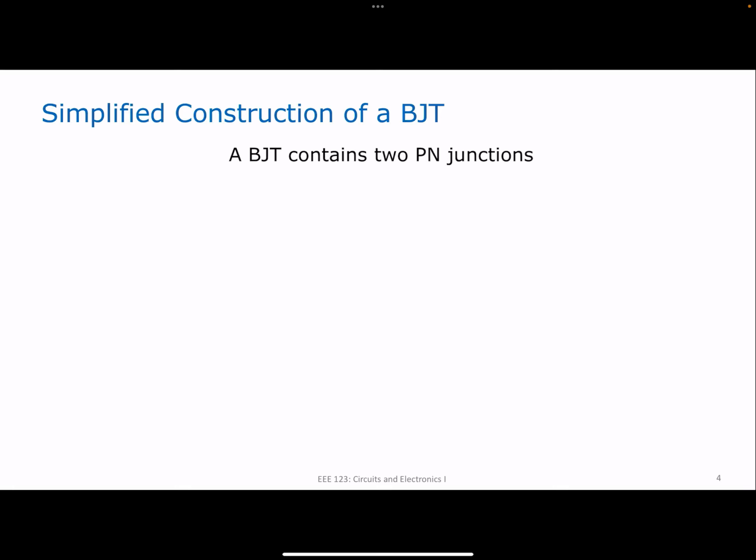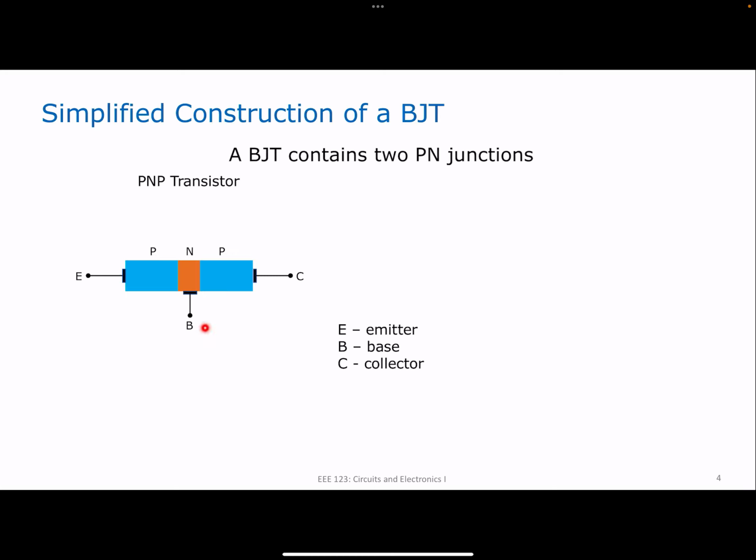Okay, what does a BJT look like? A BJT contains two PN junctions. So there are two possibilities. First, you have your PNP transistor, where you have an N-type sandwiched between two P-types. Okay. To this P-type, we attach a terminal, we call that your emitter. Here, we attach a terminal, we call that your base. And here, we call this your collector.